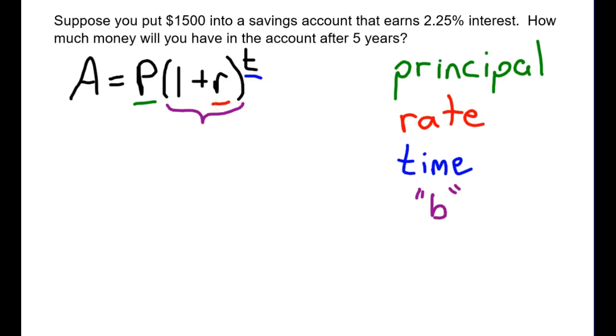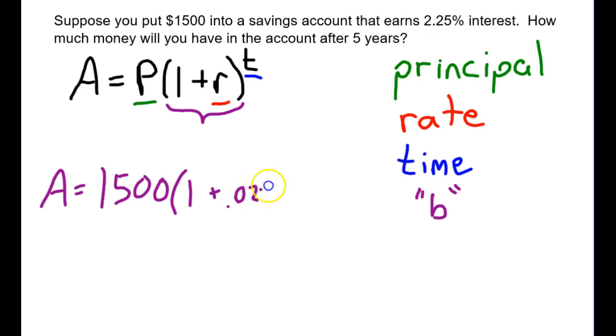So back to our problem, we want to determine how much money would be in the account. So we're looking for that amount A, which is going to be equal to P, our principal amount, how much we're starting with, which in this case was $1,500. Taking that times 1 plus, we have to convert our interest rate to a decimal. So to convert a percent to a decimal, move that decimal place 2 spots. So this is 0.0225. And now that's raised to not the t power. We know t is 5 in this case.